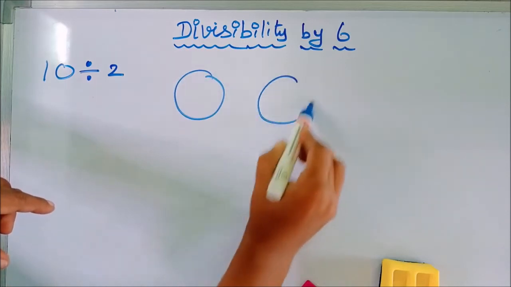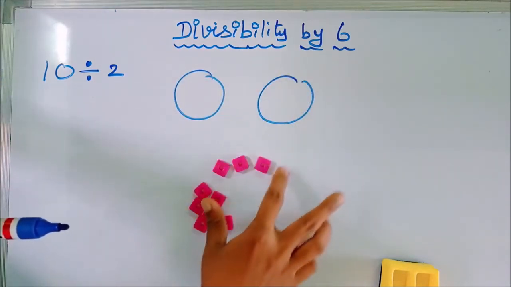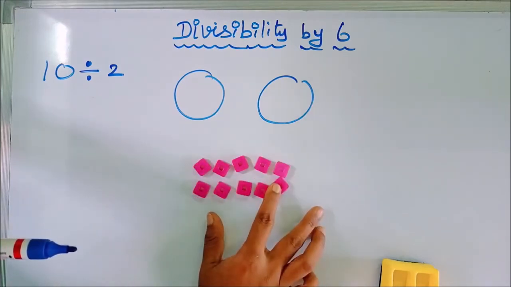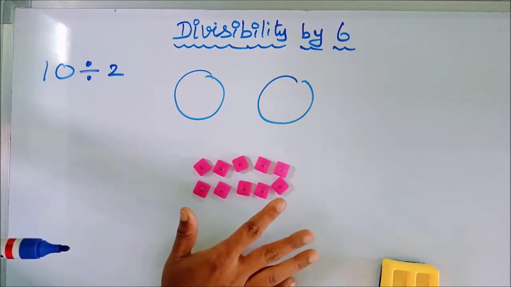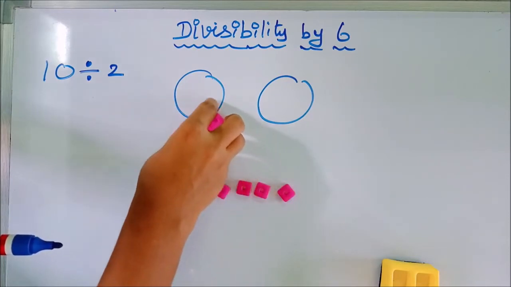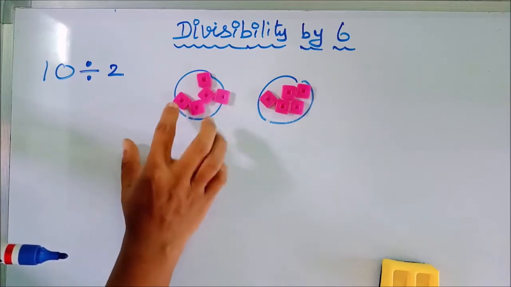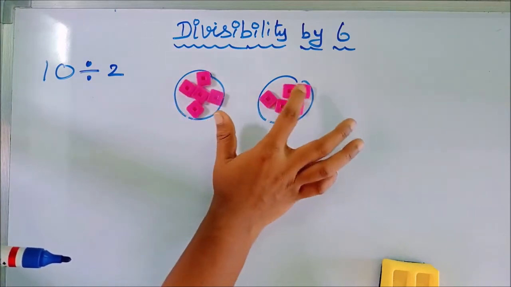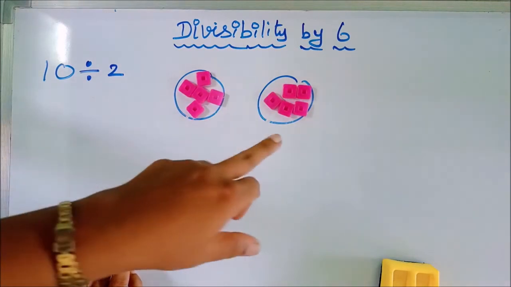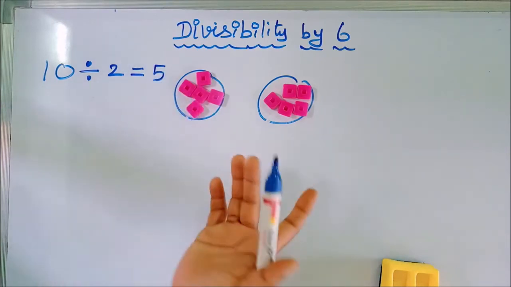Okay. For 10 divisible by 2, you have to divide 10 into 2 equal parts. For that you have to take 10 shapes. Let us take 10 shapes. 1, 2, 3, 4, 5, 6, 7, 8, 9 and 10 shapes. You have to divide these 10 shapes into 2 equal parts. By seeing these shapes, we can easily divide them into 2 equal parts. Equal parts means they have the same number of shapes. See here 1, 2, 3, 4, 5. Here also we have 5. Thus we have divided 10 into 2 equal parts. Thus 10 divided by 2, the quotient is 5 and we have no remainder.